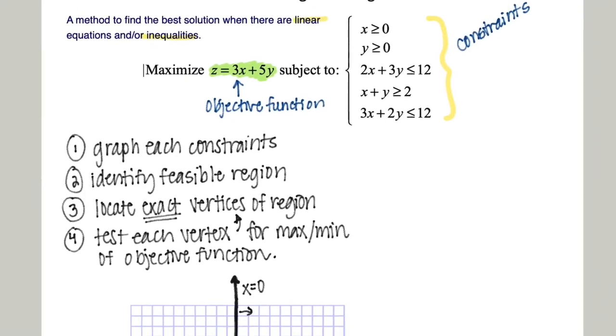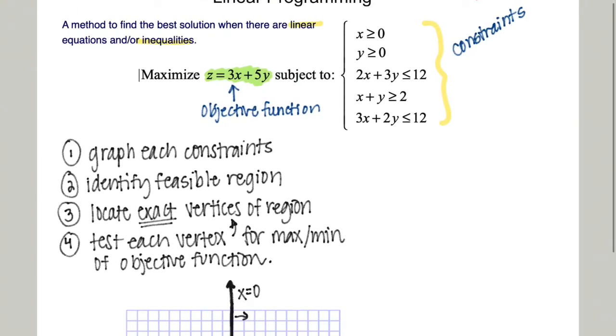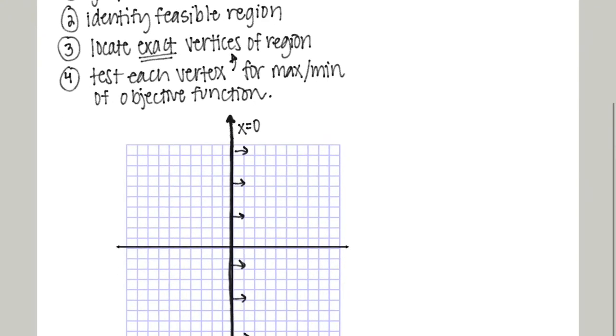Our next inequality is y is greater than or equal to 0. So that's a horizontal line on the x-axis, and I'm going to label that y equals 0. That's the boundary line, and y is greater than or equal to 0 above that line.